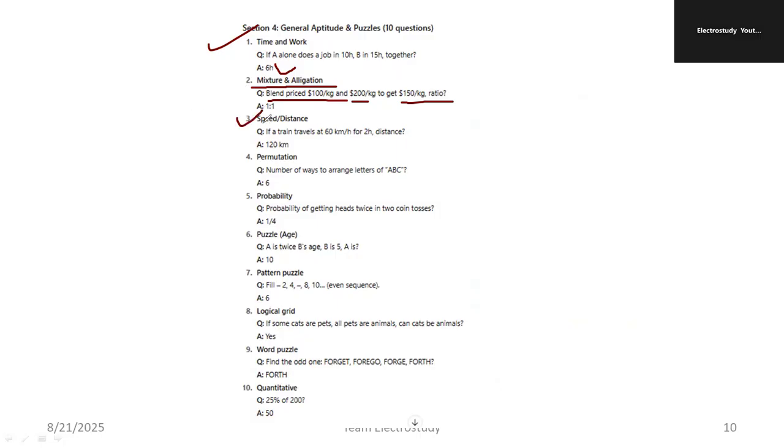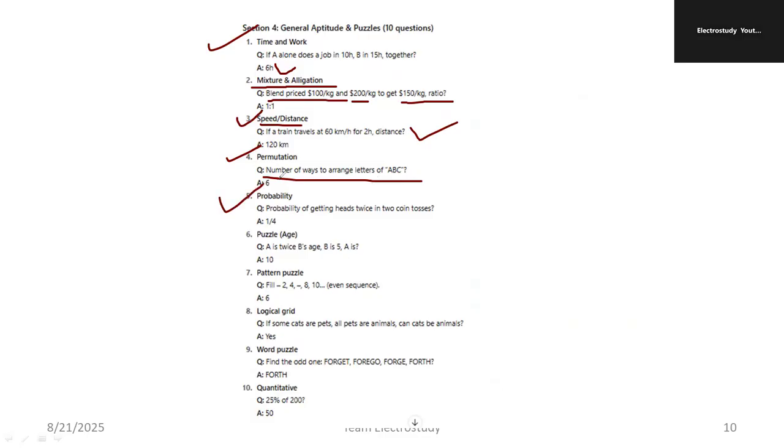Even try to solve more problems on speed and distance. You should know the equation of average speed. You should know the relation between speed and distance. How do you convert kilometer per hour into meter per second? That means 60 kilometer per hour is nothing but 60 into 5 by 18. That point you have to remember. Similarly, permutation and combination. Okay, you should know what is the meaning of nCr, nPr. Those relations you should know.